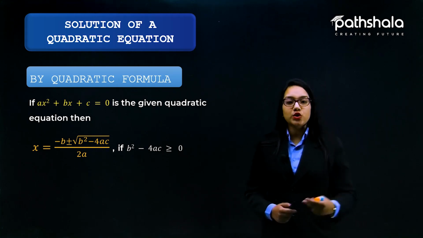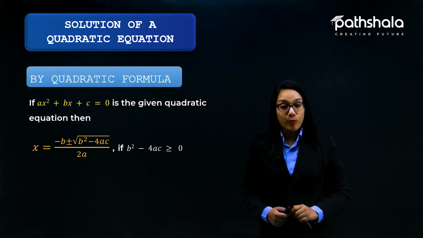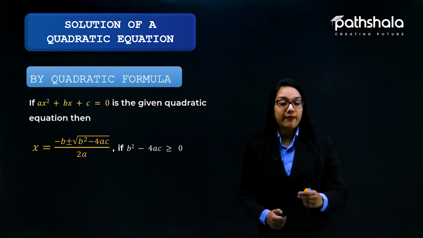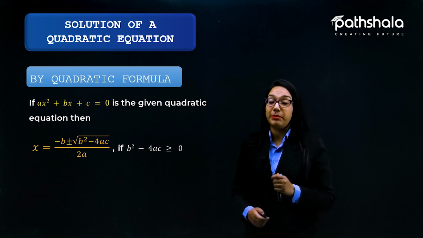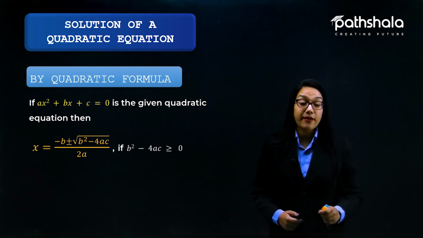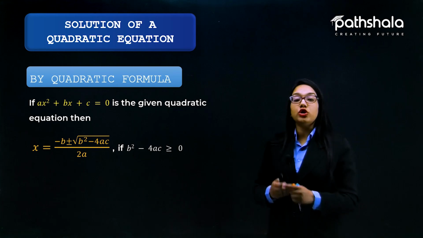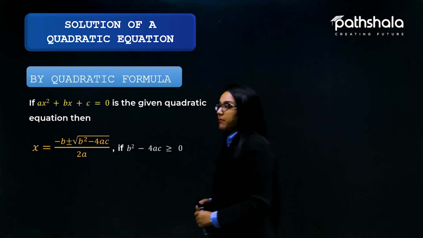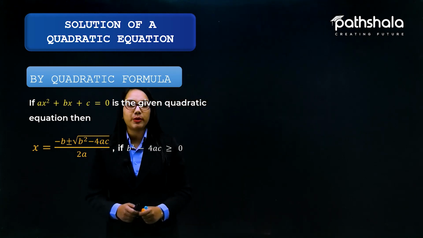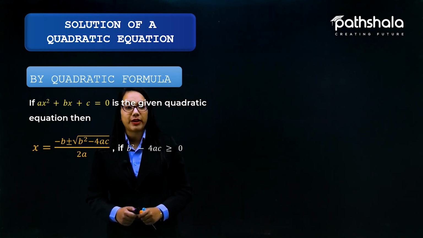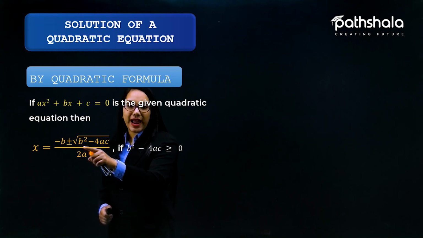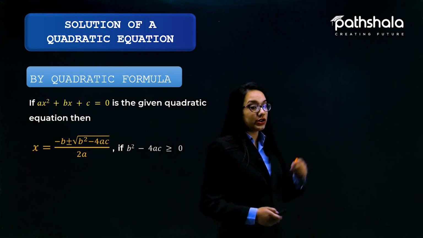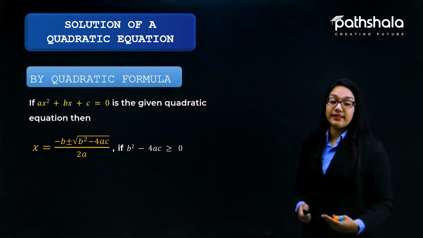Moreover, this is also called the Sridharacharya formula, and furthermore we always have a condition that b square minus 4ac, that is the value within the square root, should be greater than or equal to 0. Always remember, for x is equal to minus b plus minus square root b square minus 4ac by 2a, the term lying within this square root should always be greater than or equal to 0. So this is all about the quadratic formula.